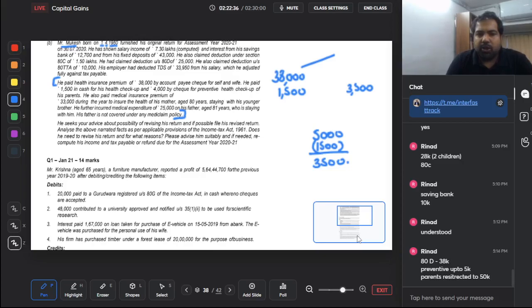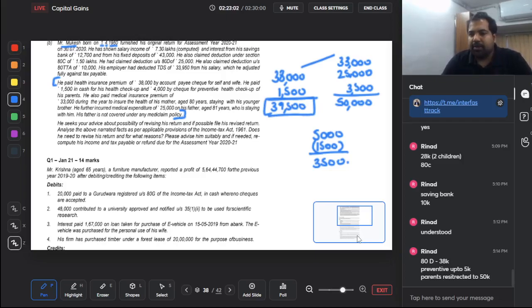He also paid medical insurance premium of 33,000 for his mother. So can I take it? Yes, 33,000 here. And he incurred 25,000 on his father's medical insurance. So guys, if you total up, it's going much more than 50,000, but you will limit this to 50,000, and the first category you will total up to 39,500. I hope you understood, guys, why it's 39,500. The 1,500 of health checkup is also in cash. Yes, it's allowed in cash. And here it is 50,000. Why? Because it's going much above 50,000, so you limit it to 50,000.